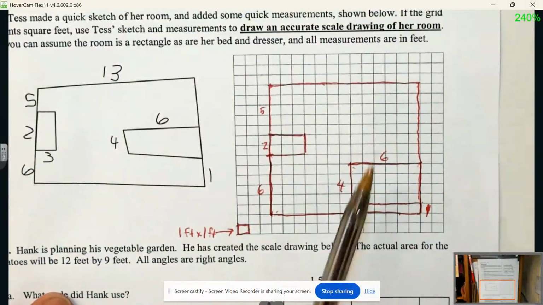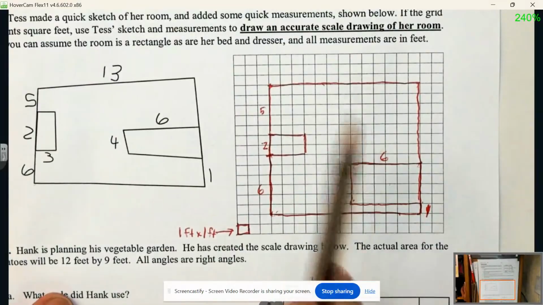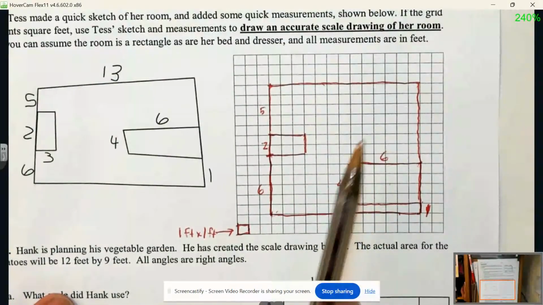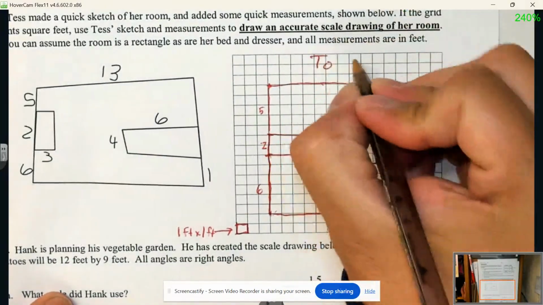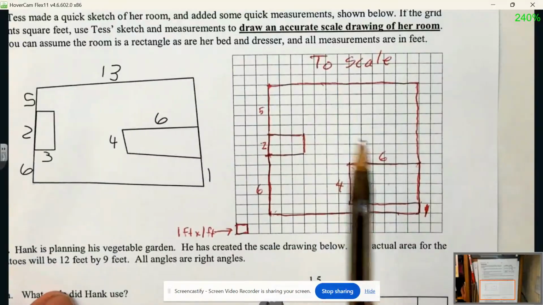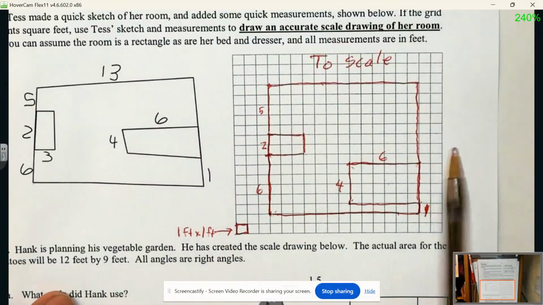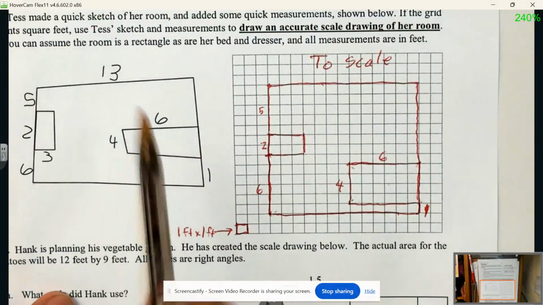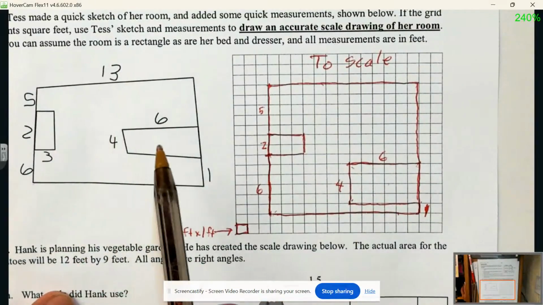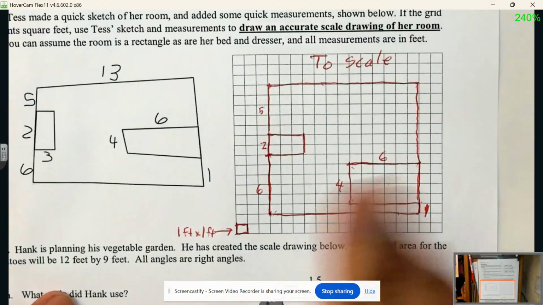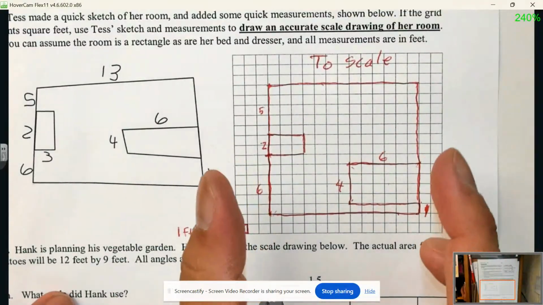Okay, so as you can tell, this is what the bedroom is really going to look like. This is drawn to scale. Okay, this is to scale, which means that it is an exact model of what the room is going to look like. Obviously, the room does not look like this. The dresser doesn't look like that. The bed doesn't look like that. So this is an actual scale model.